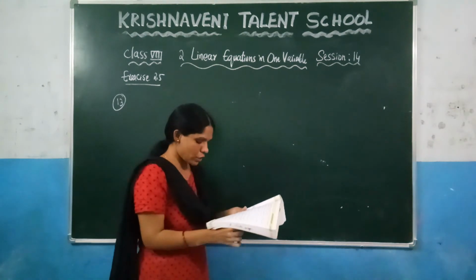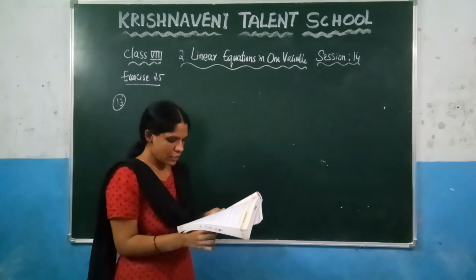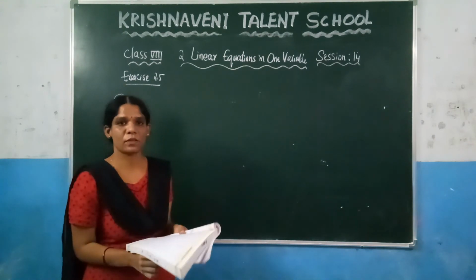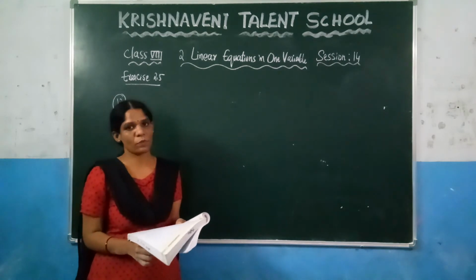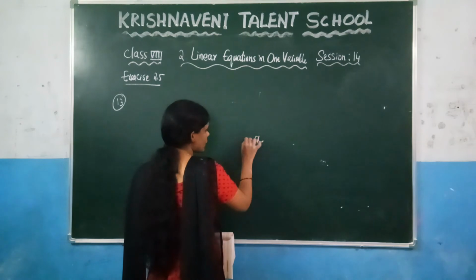Shekhar gives a quarter of his sweets to Renu and then gives 5 sweets to Raji. He has 7 sweets left. How many did he have at the start? That means you need to find the total number of sweets. So let us consider the total number of sweets as x.